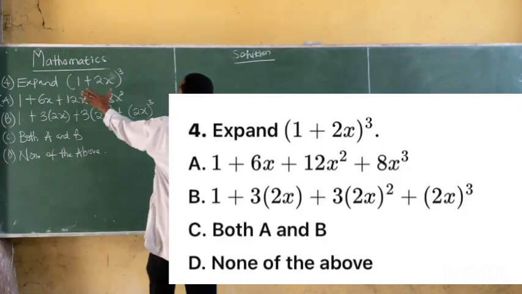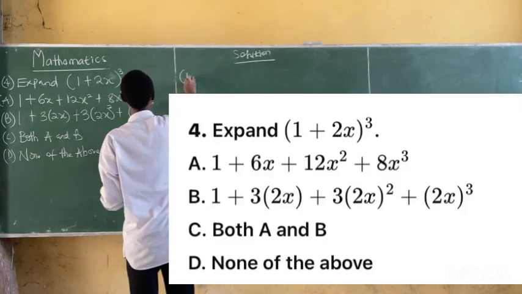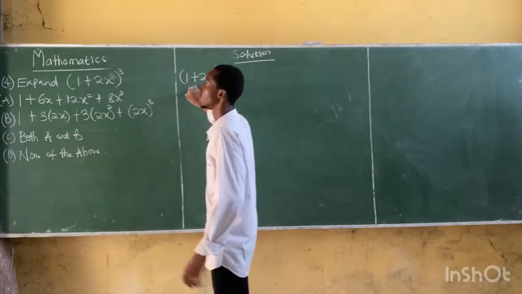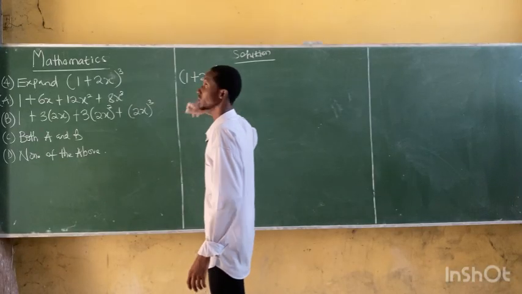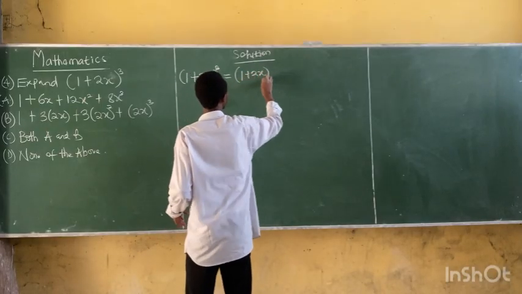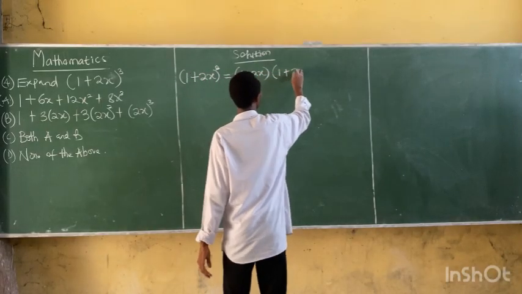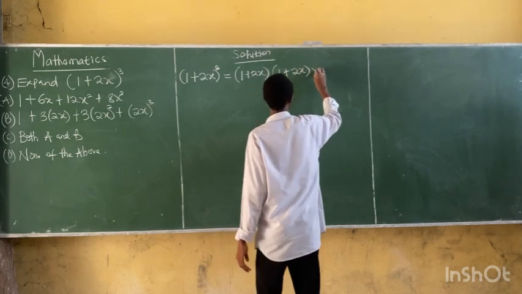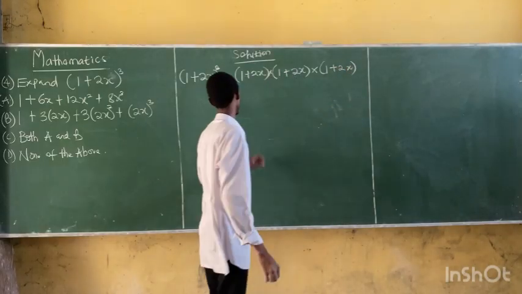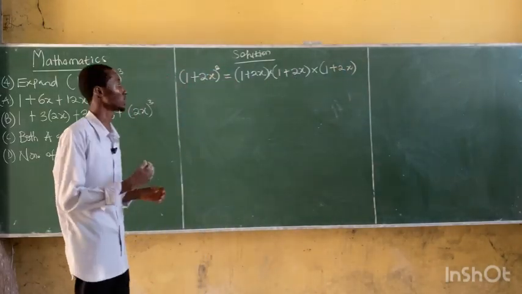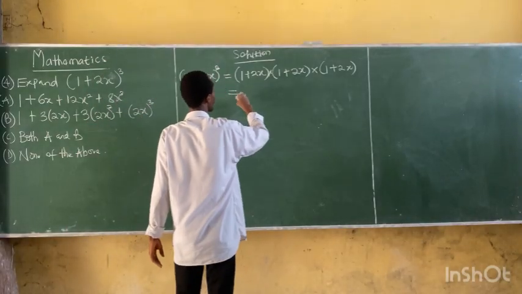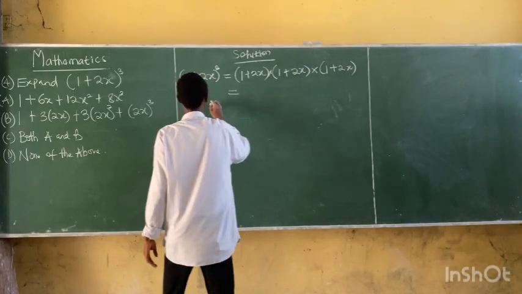Now solution, this equation 1 plus 2x to power 3 is the same thing as 1 plus 2x multiplying itself 3 times. This is the same thing as 1 plus 2x times 1 plus 2x times 1 plus 2x. That's what it simply means. It's raised to power 3, so it's multiplying itself 3 times. So, if we come here and we expand this bracket, let's pick these 2 and work with it first.